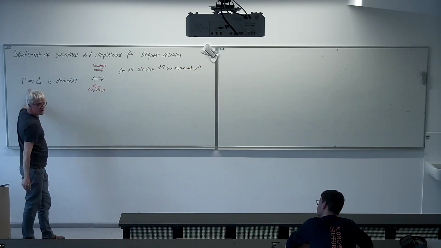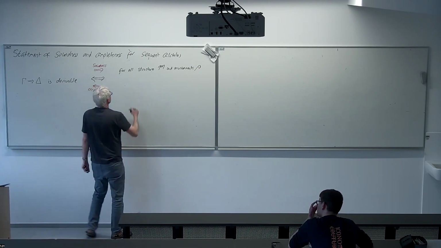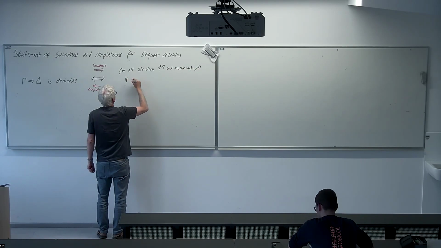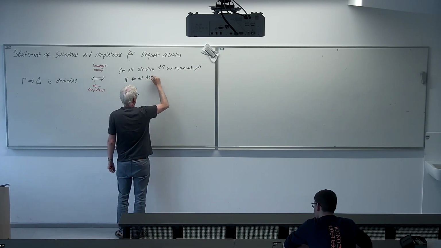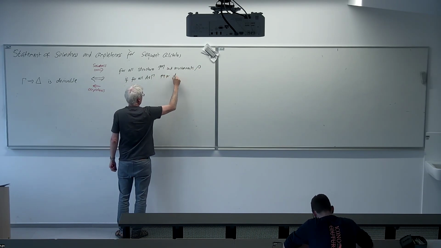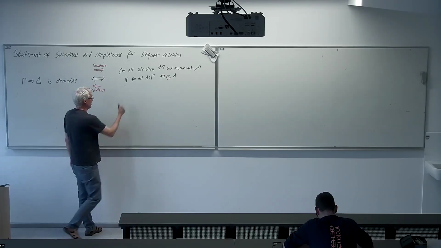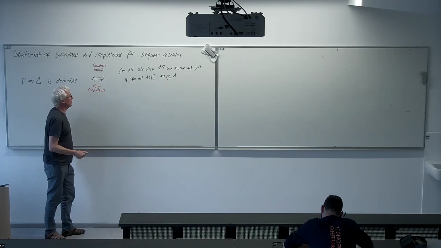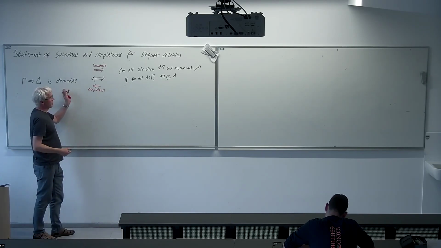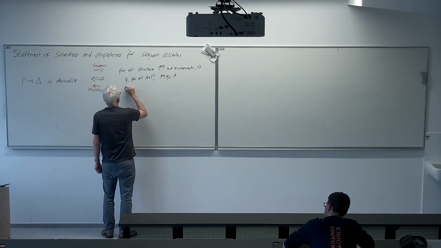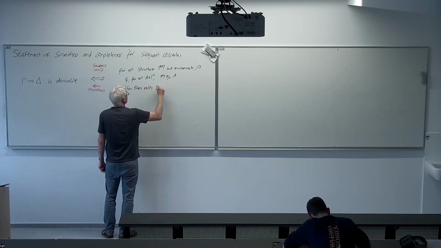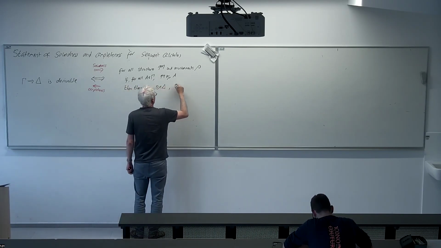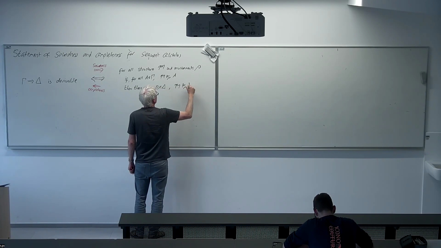If the conjunction of the left-hand formulas holds, in other words, if for all A in gamma, A is true in M under environment rho, so that's saying the conjunction of the finitely many formulas in gamma holds, then the disjunction of the formulas in delta holds. So then there exists some B in delta such that B holds under the environment. Okay.